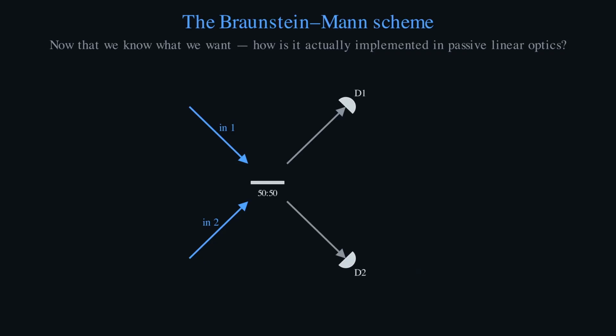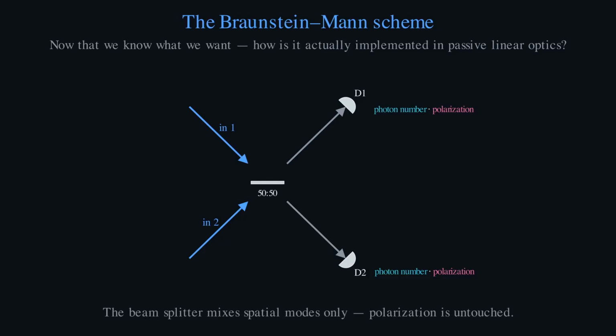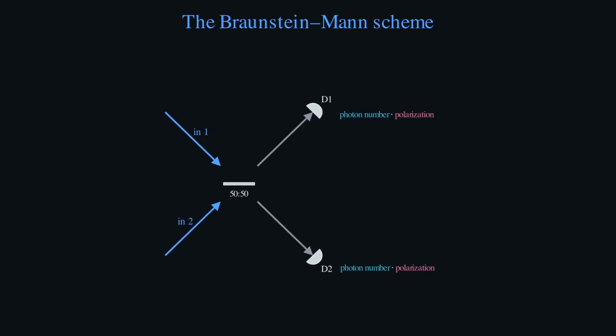Now we move on to how the Bell state measurement is implemented in a passive linear optics setting. We're calling this the Bronstein-Mann scheme because there was a paper that basically outlined this protocol. The scheme is employing a 50-50 beam splitter to perform the Bell state measurement. As you can see, the only components here are passive and linear. The detectors are assumed to be able to resolve both photon number and polarization. The beam splitter is only going to mix the spatial modes and leave polarization untouched.